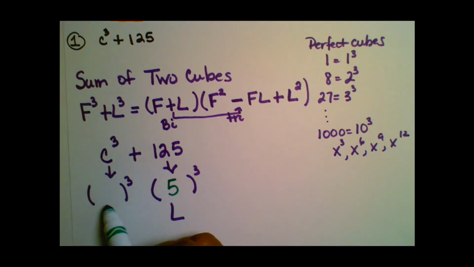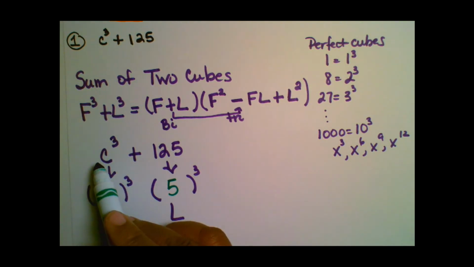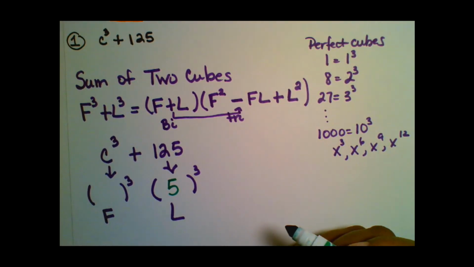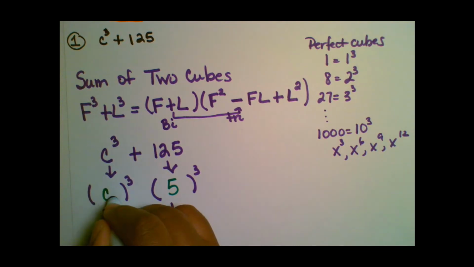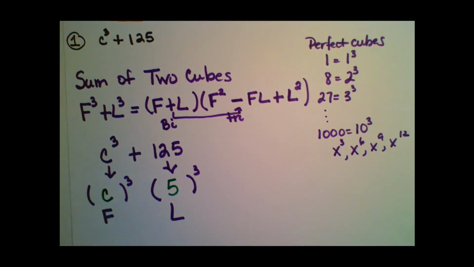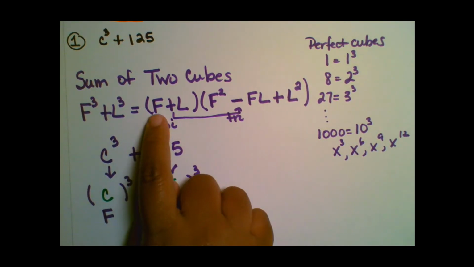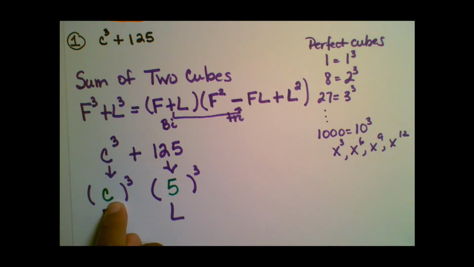Now let's find the first term. What are we going to call F? Let's fill in the missing piece here in the parentheses. What, when we cube it, would give us c cubed? C, because c times c times c gives us c cubed. So wherever we see F, we're going to plug in the variable c.